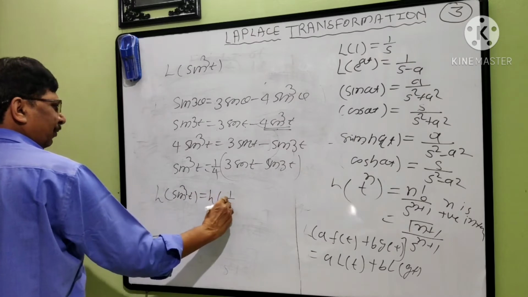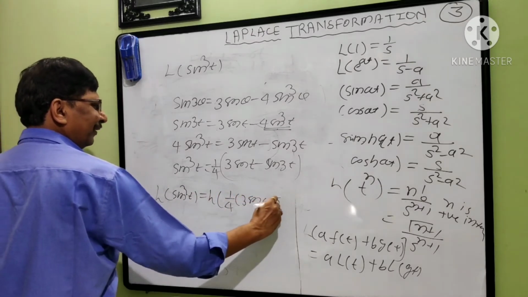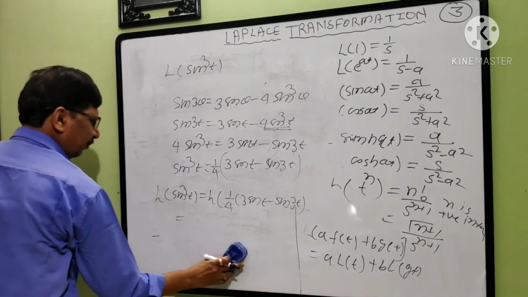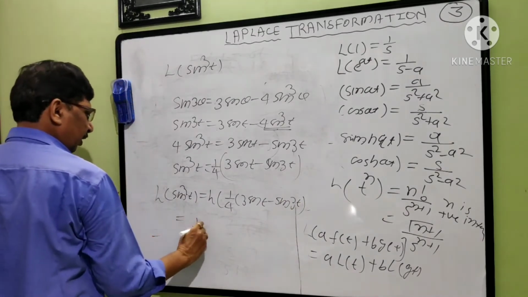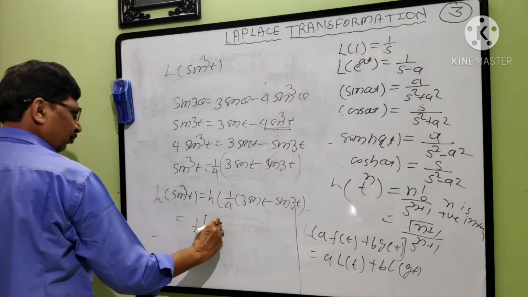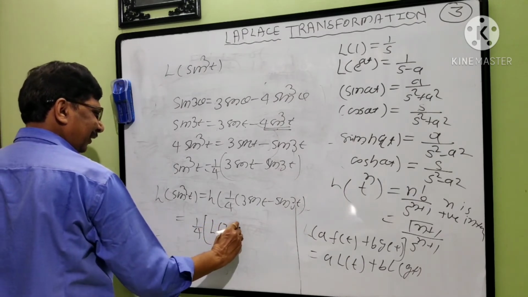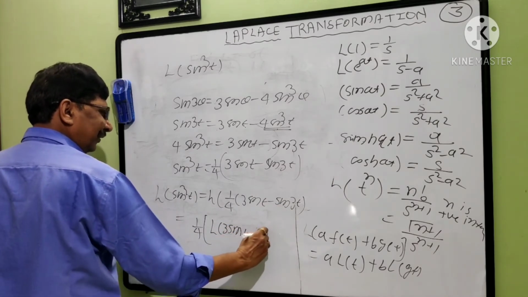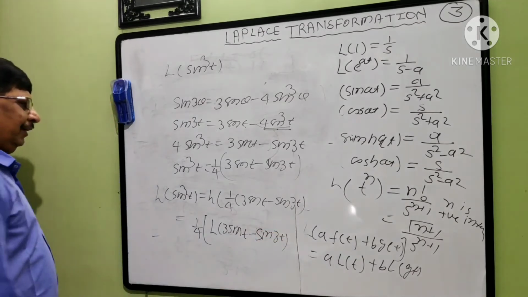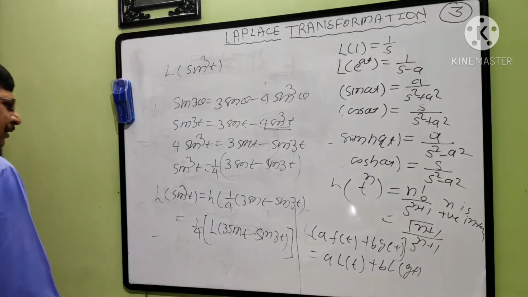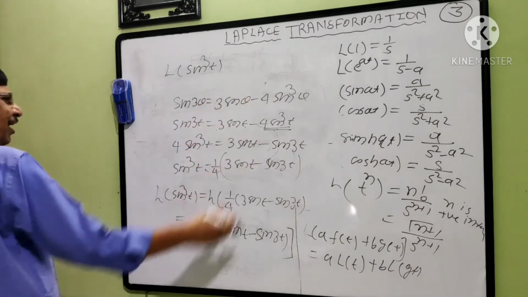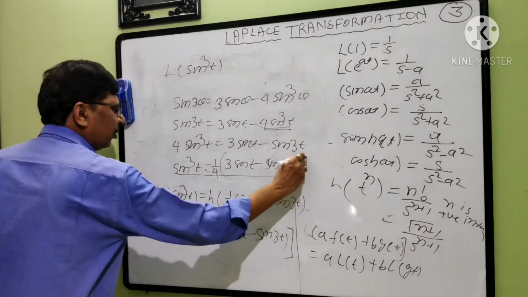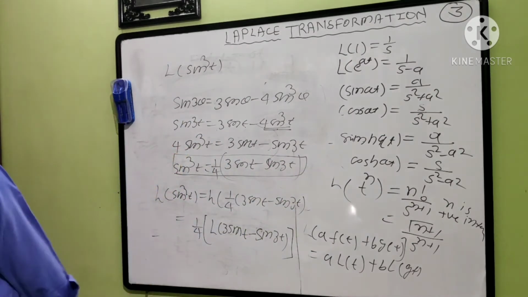Okay. Now, the Laplace transformation of sin cube t means the Laplace transformation of 1 by 4 times (3 sin t minus sin 3t). That is, 1 by 4 outside, and the Laplace transformation of 3 sin t minus sin 3t. I hope there is no doubt, because I have only written the formula for sin 3t, and from that this is the meaning of sin cube t.